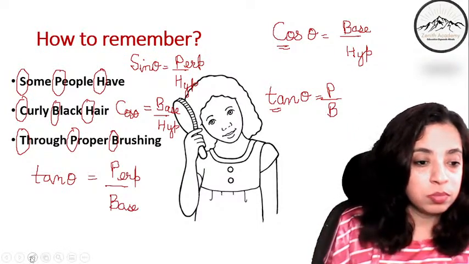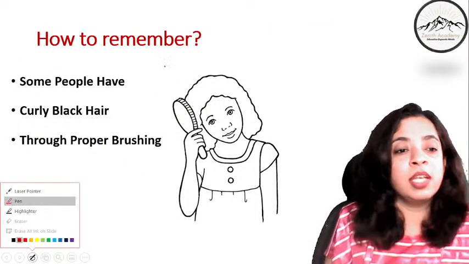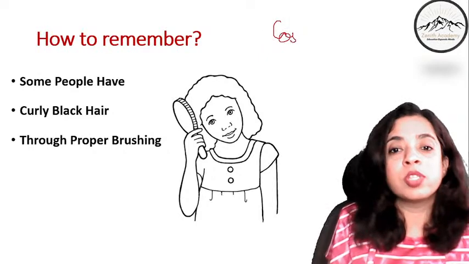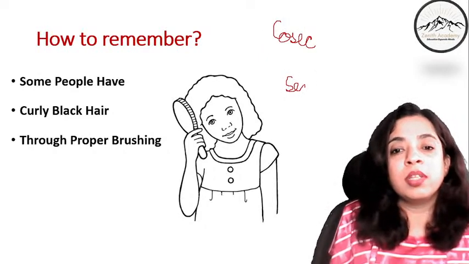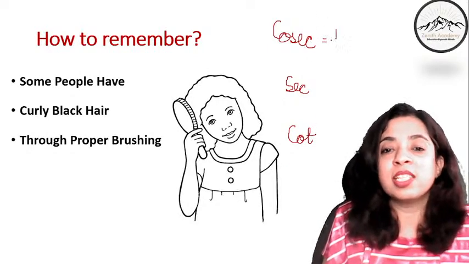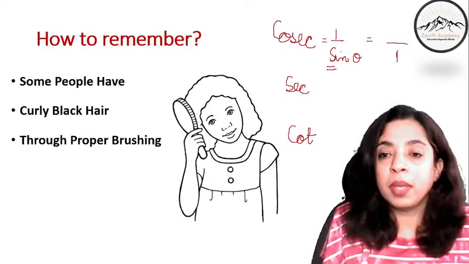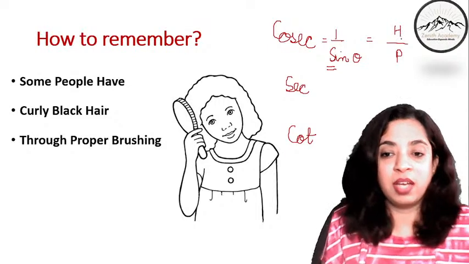Now, एक मिनट. Now sin cos tan तो हमने कर लिया. So what is cosec, sec and cot? They are the reciprocal, है ना? So cosec is the reciprocal of sine, isn't it? So sine क्या है? Some. So some people and then have. Are you getting it?